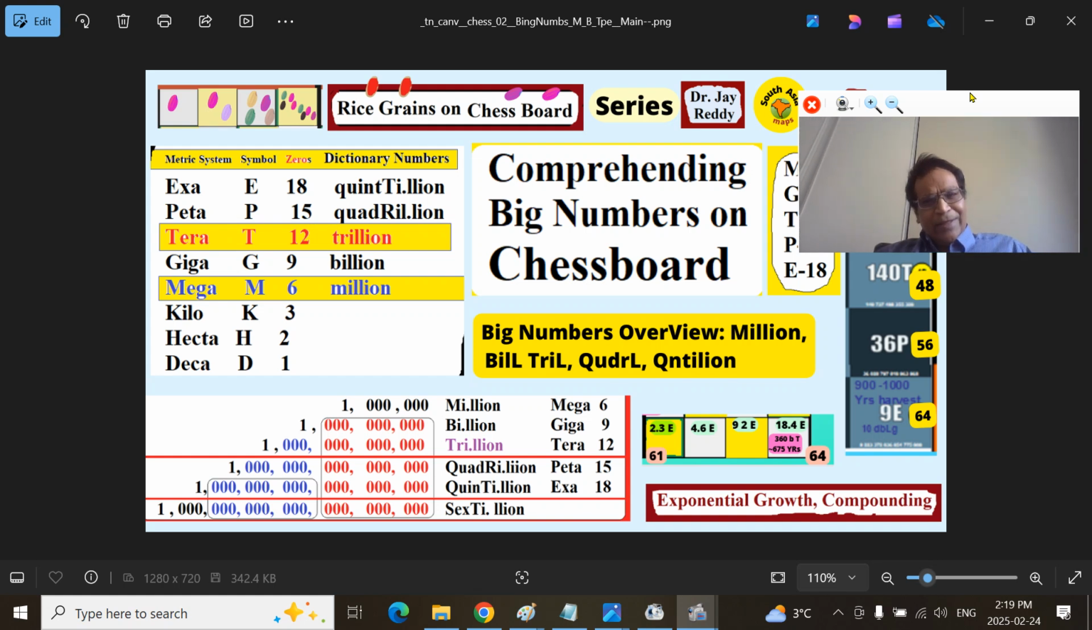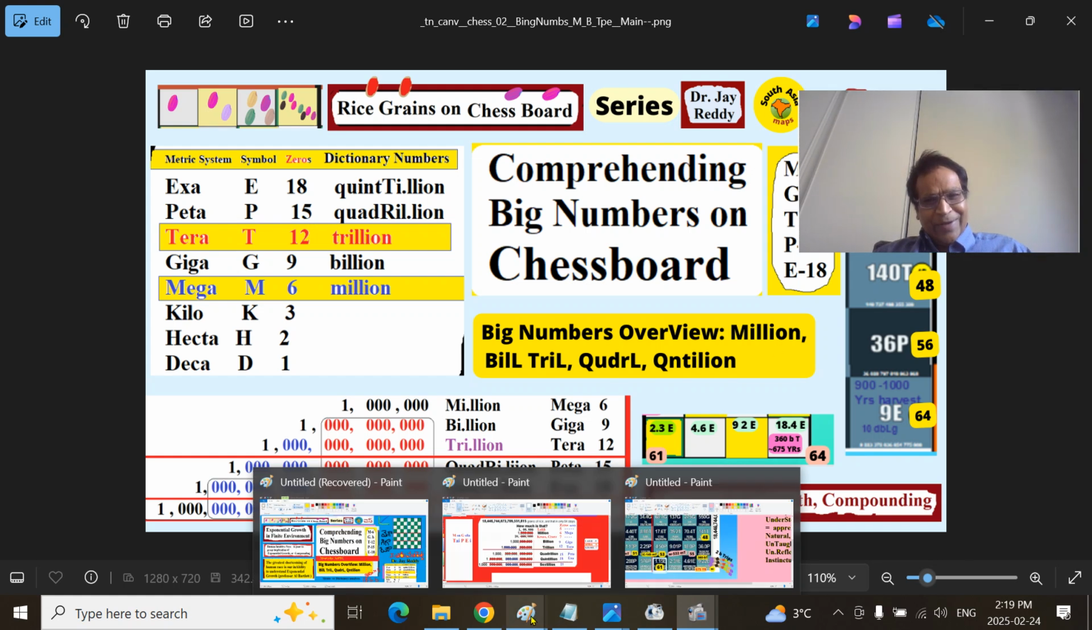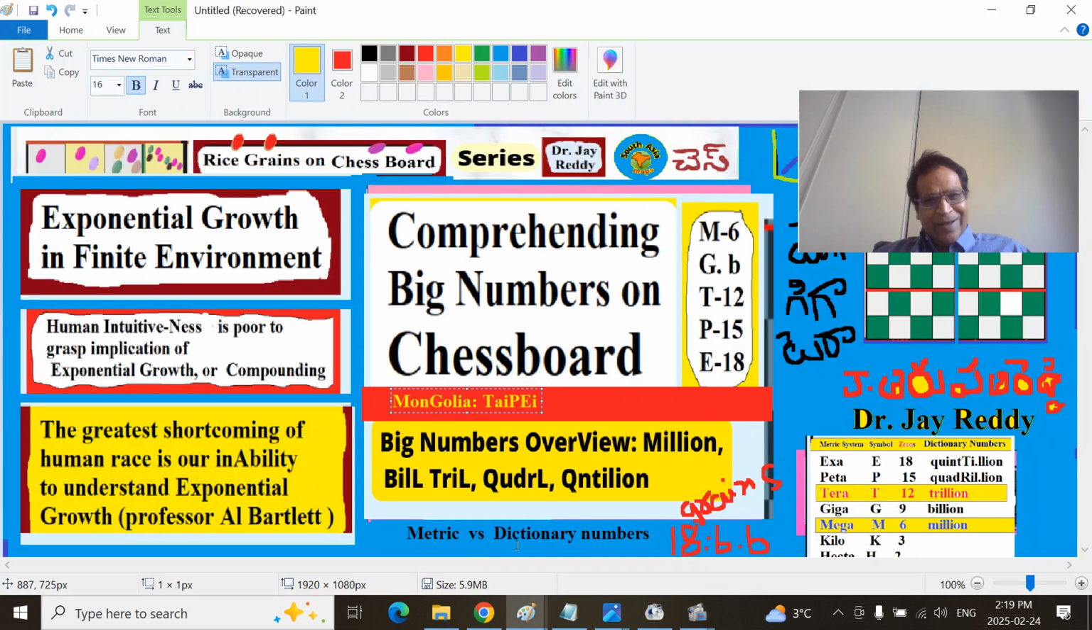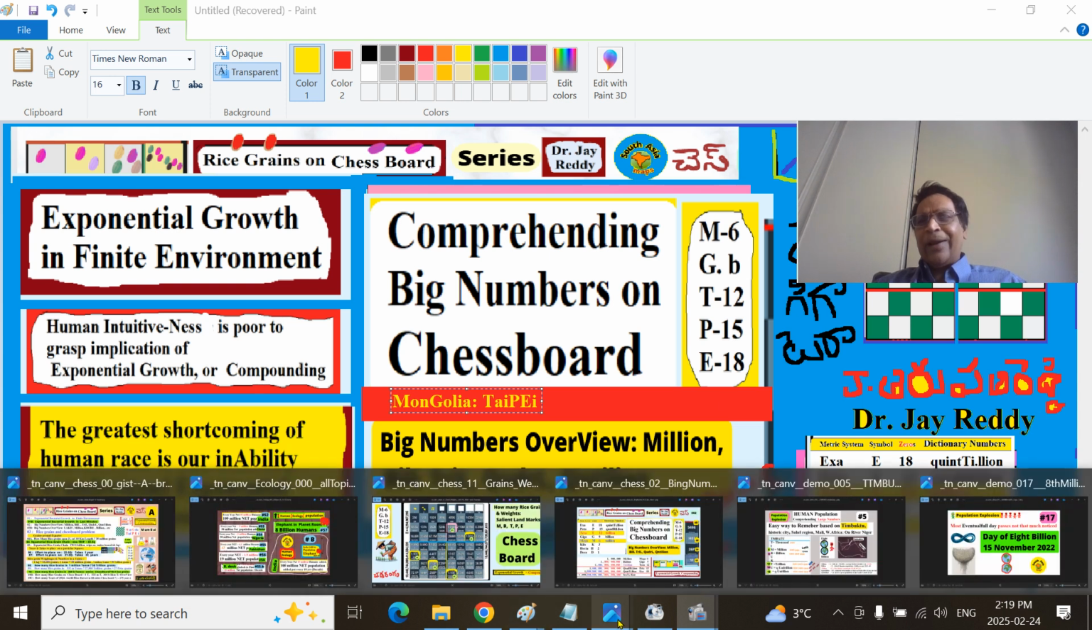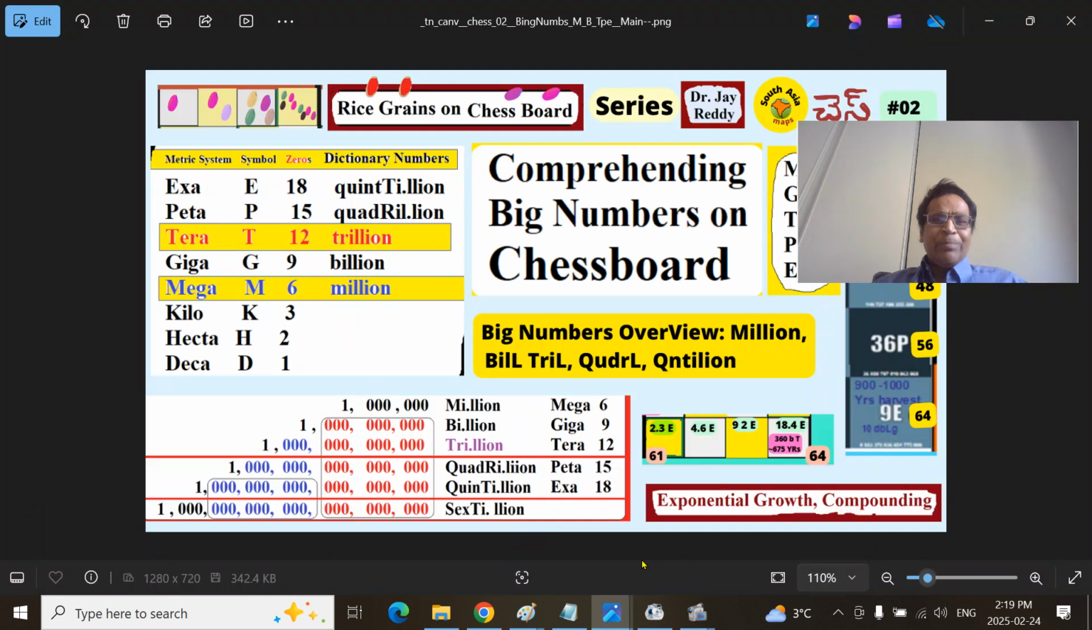Generally, the issue comes that the numbers are mentioned in the standard metric system and the standard dictionary system. Dictionary systems generally use million, billion, trillion, quadrillion and quintillion, whereas the metric systems use mega, giga, tera, peta, exa. We will comprehend all these and integrate them together so that you will get great clarity after this presentation.